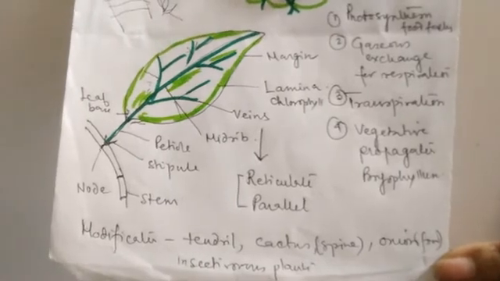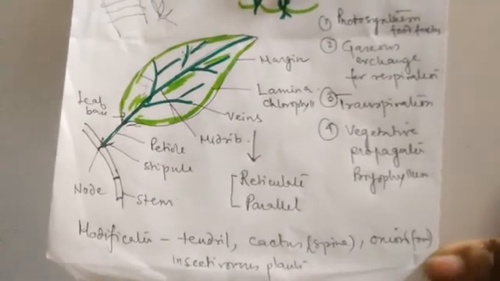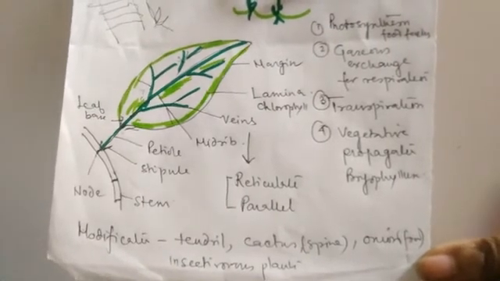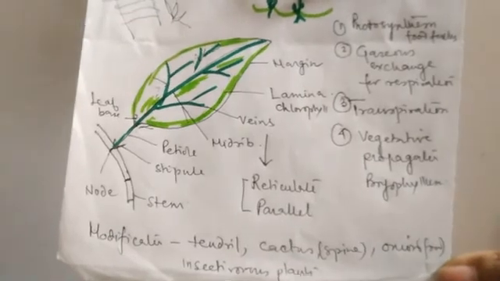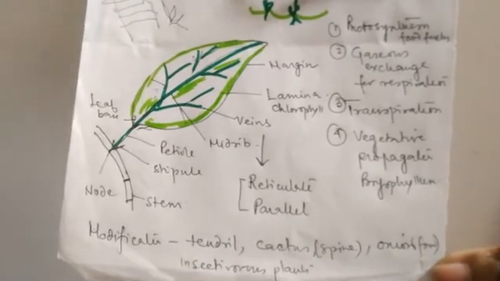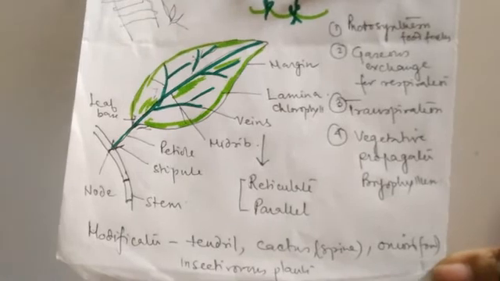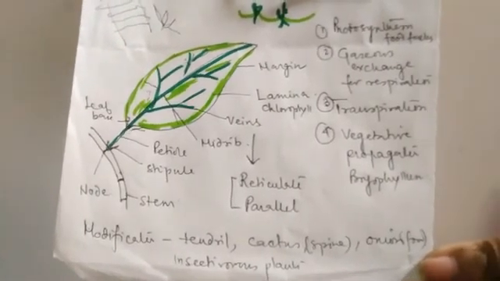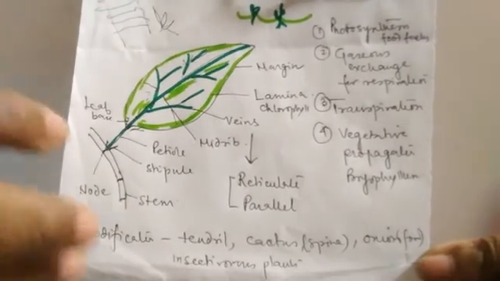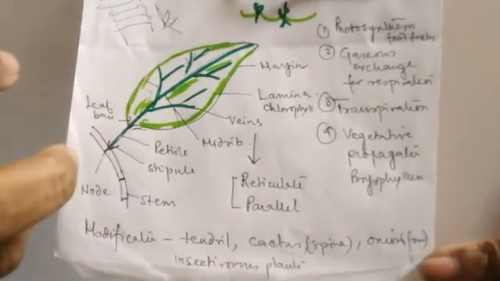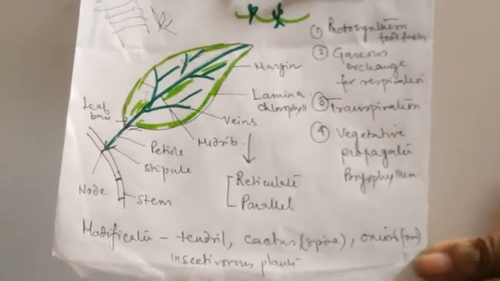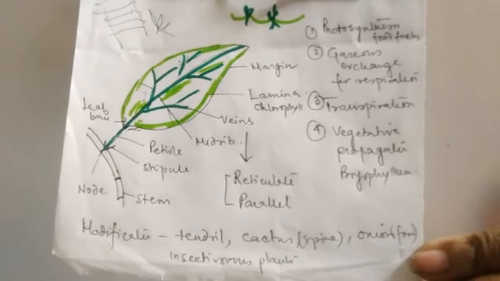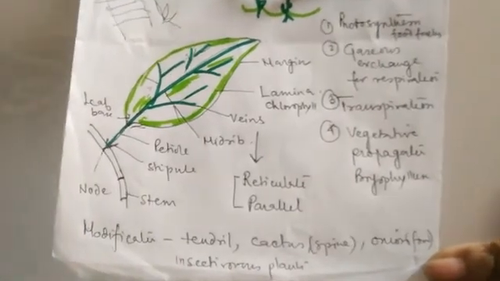And another modification of the leaf we see is in insectivorous plants. Clear? In insectivorous plants, the leaf often forms, like in the pitcher plant. If you have seen a pitcher plant, you will see that the leaf forms a pitcher with a lid. When the insect comes and enters the pitcher, the lid gets closed, and within the pitcher the leaves suck the proteins from the insect, and finally the insect dies. So these insectivorous plants are also a modification. The part which actually traps the insect is nothing but the leaf.